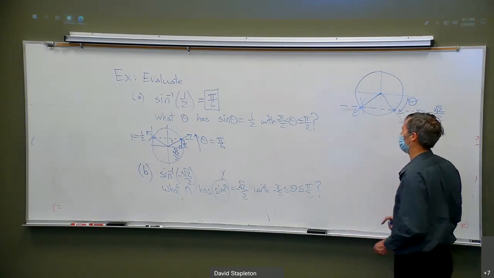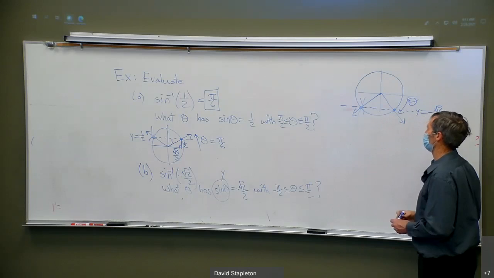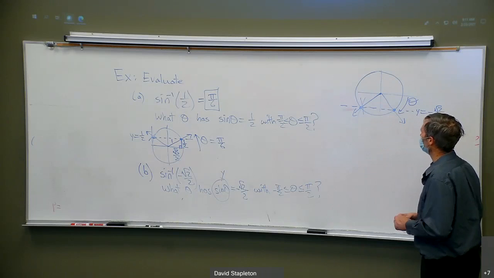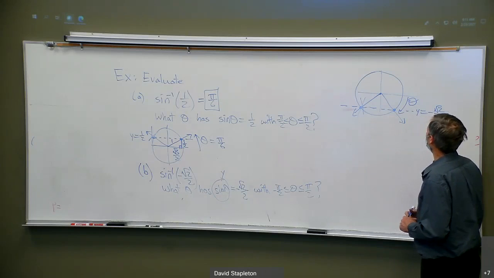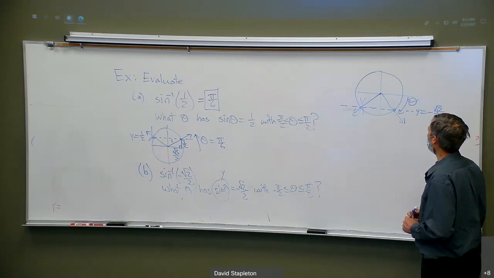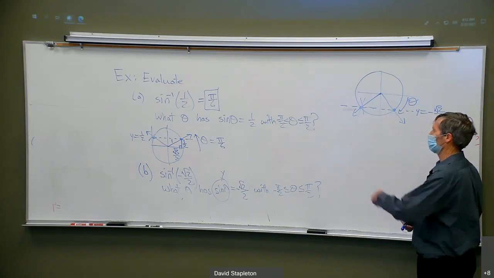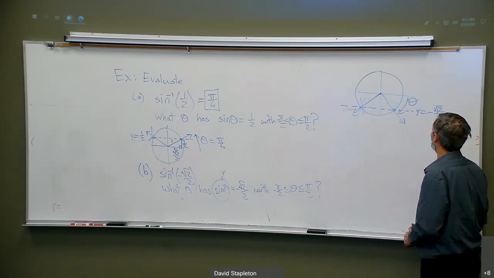There's always one answer, because arcsine is a function. We made it so by definition. So there it is. Always only one answer for arcsine. It is a function, right? Input a number, get out exactly one number.